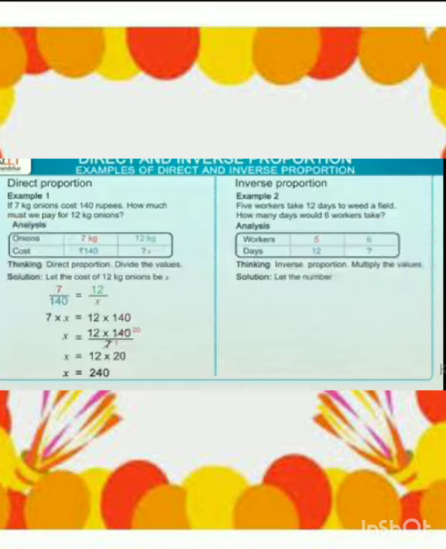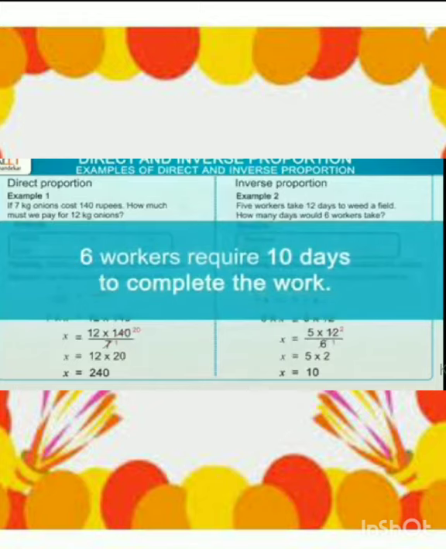In example 2, let the number of days required by 6 workers be x. So we can get, here we are going to multiply the values. So we can write 5 into 12 equal to 6 into x. We can rewrite it as 6 into x equal to 5 into 12. Then x equals, we can transfer 6 to the right hand side. So 5 into 12 by 6. Then we can cancel with the sixth table. 6 ones are 6 and 6 twos are 12. Therefore x equal to 5 into 2, that equal to x equal to 10. Therefore 6 workers require 10 days to complete the work.